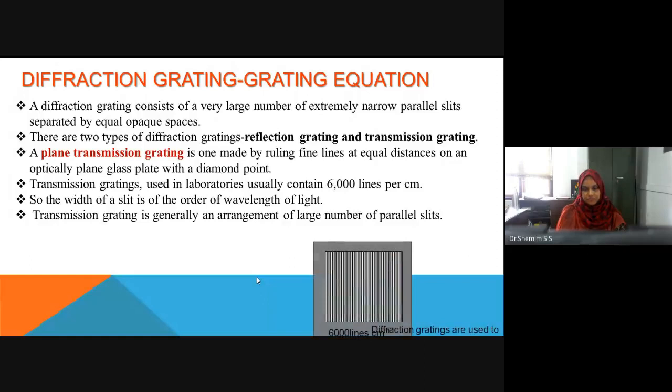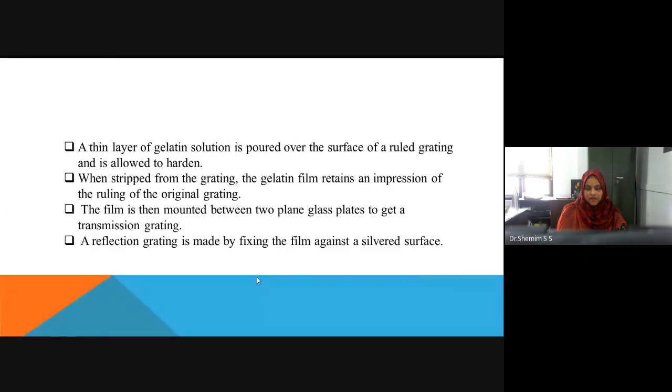Now, we'll see its construction. It is made by pouring gelatin solution over a ruled grating surface. The gelatin solution is allowed to cool down and harden. Then we get a film of gelatin which has all the impressions of the original grating. It is mounted between two plain glass plates, and we get a transmission grating. If it is mounted between two reflecting surfaces like silver surfaces, then we will get a reflection grating.